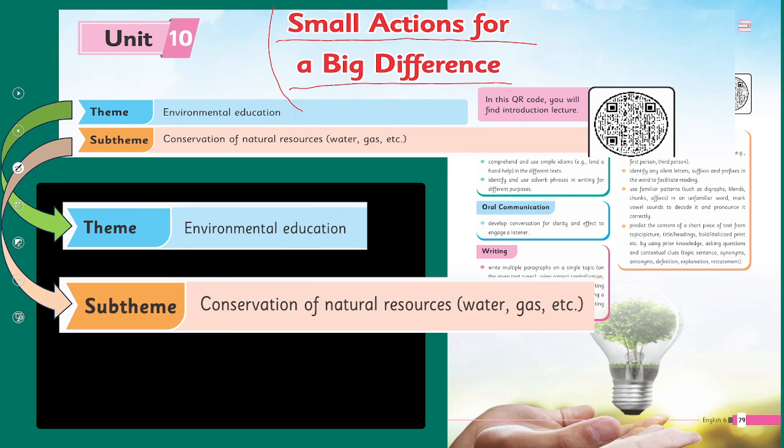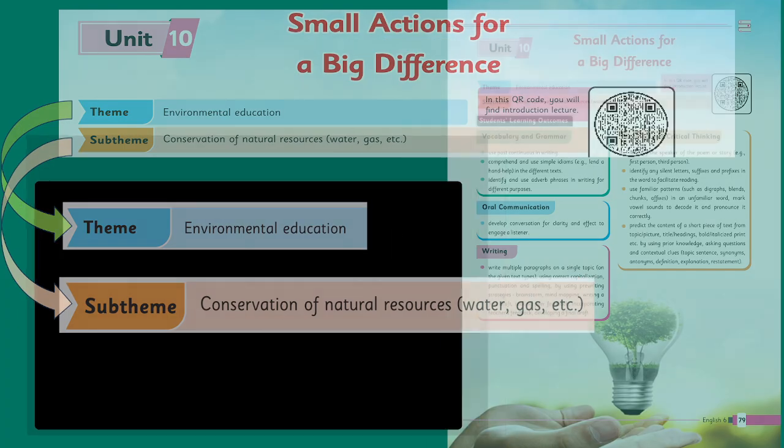The chapter name is very much clear. It clarifies what the text is going to be about. And what is the main theme? The main theme is environmental education and the sub theme is conservation of natural resources like water and gas. So in this chapter we will learn how the small actions which conserve energy lead to environmental betterment. So let's find out what is the thematic overview of this chapter.